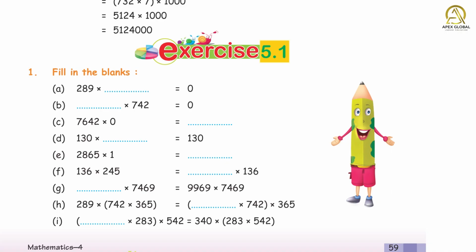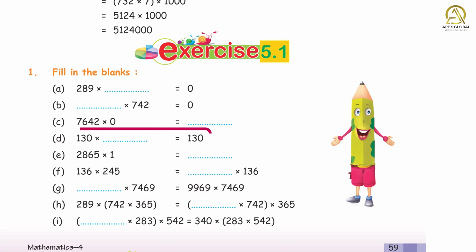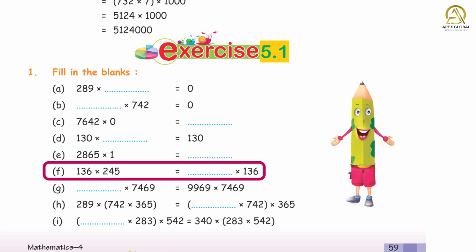Fill in the blanks. A. 289 into 0 is equal to 0. B. 0 into 742 is equal to 0. C. 7642 into 0 is equal to 0. D. 130 into 1 is equal to 130. E. 2865 into 1 is equal to 2865. F. 136 into 245 is equal to 245 into 136.